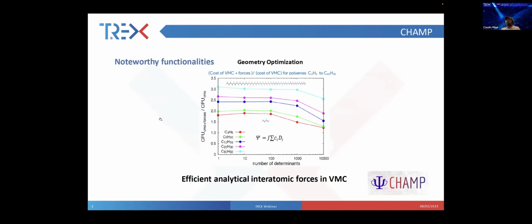So, for example, for efficient analytical interatomic forces in VMC, we'll take an example where with an increasing size of the system, along with increasing number of determinants, we can calculate the energy as well as forces with just 3 times the cost of calculating the energy only. So for a wide variety of system complexity, you can just calculate forces with 3 times the cost of energy.